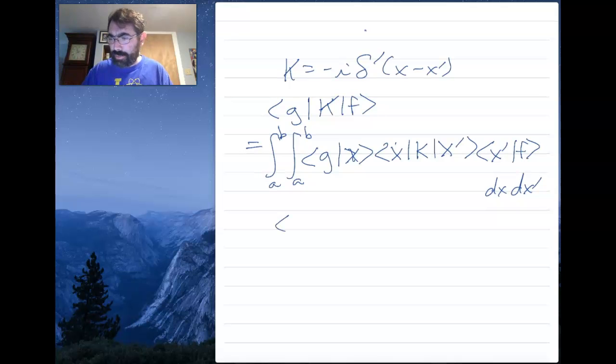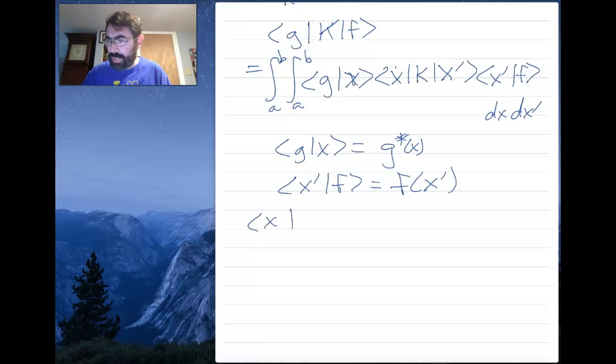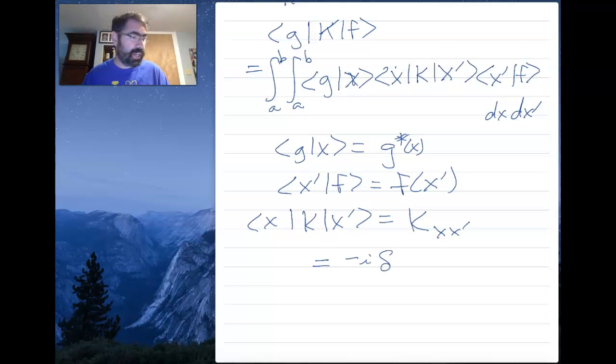Okay, so in this case, the bra g with x is just the function g of x, but it's a complex conjugate, and x prime with f is our function f of x prime. And last but not least, we get this matrix element of K, which we can write down now as minus i, the derivative of the Dirac delta function in the x prime space.